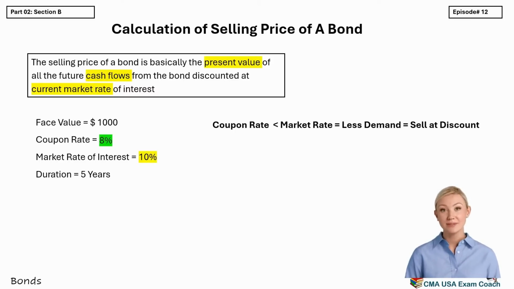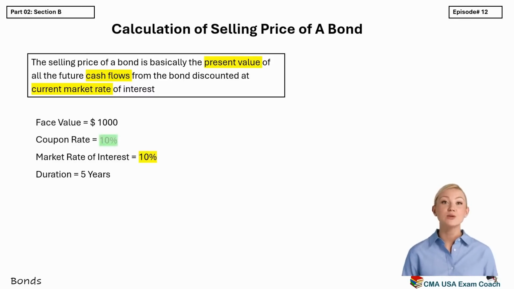Let's break it down again. The bond offers a lower return than the current market rate. So investor demand is weaker. To attract buyers, the bond must be offered at a lower price. And that's why it sells for less than the face value, or at a discount. So anytime the coupon rate is lower than the market interest rate, the bond is sold at a discount. This discount balances the lower interest payments, so the buyer still gets a competitive return overall.